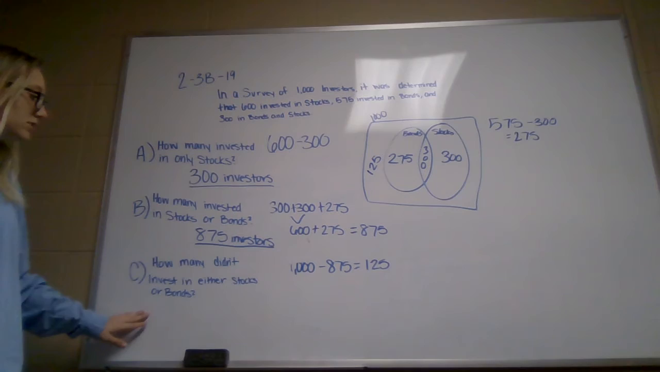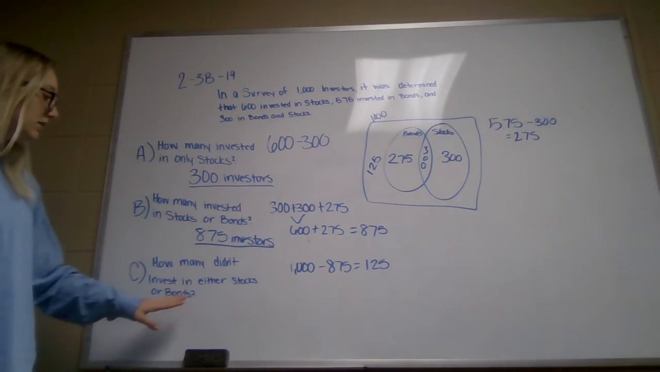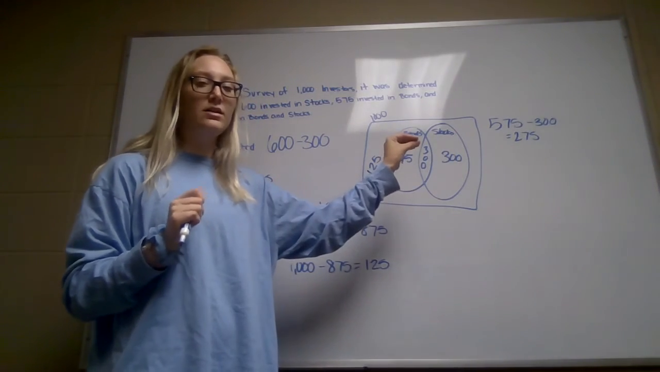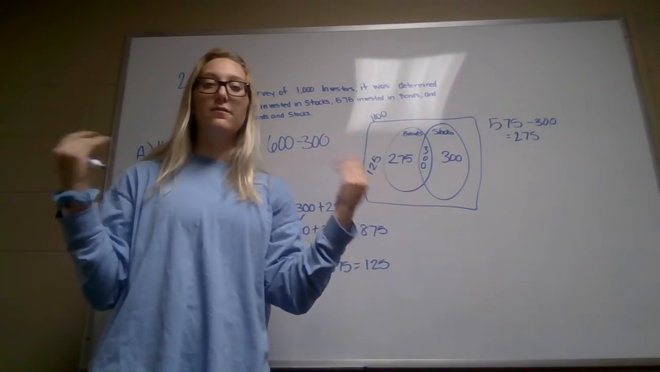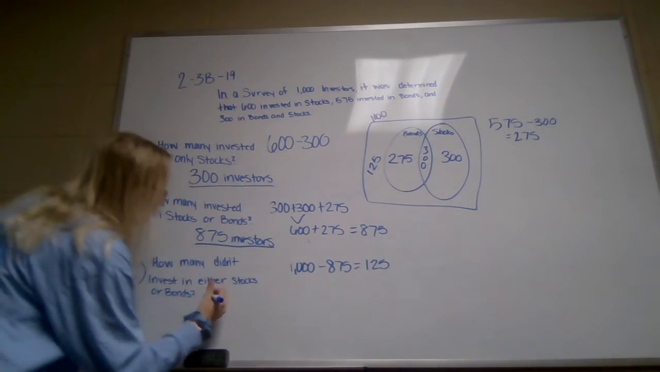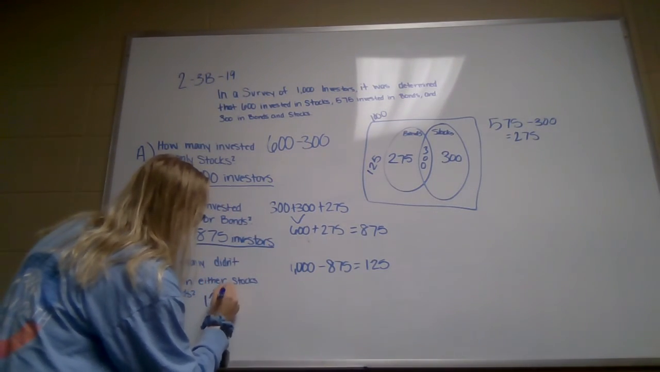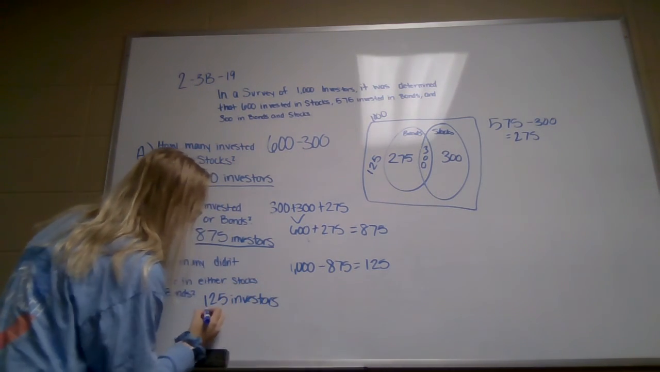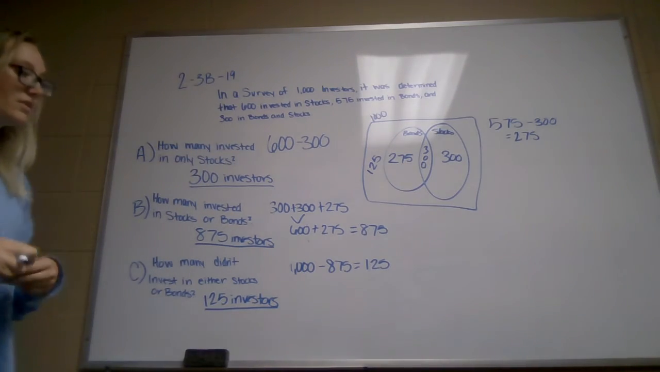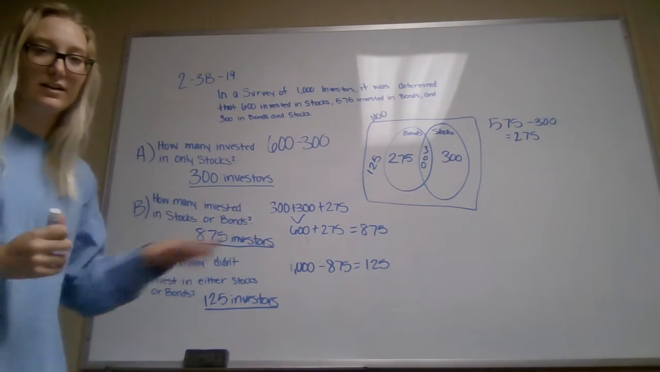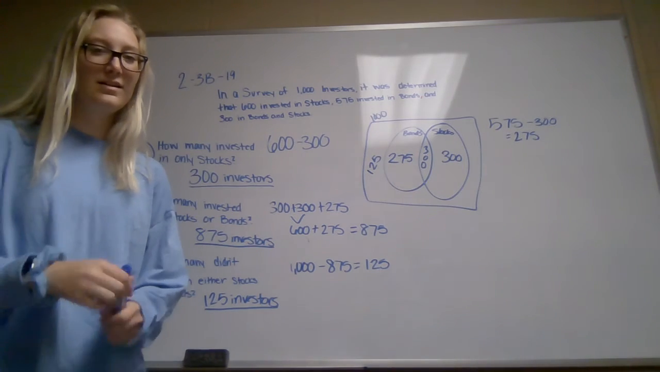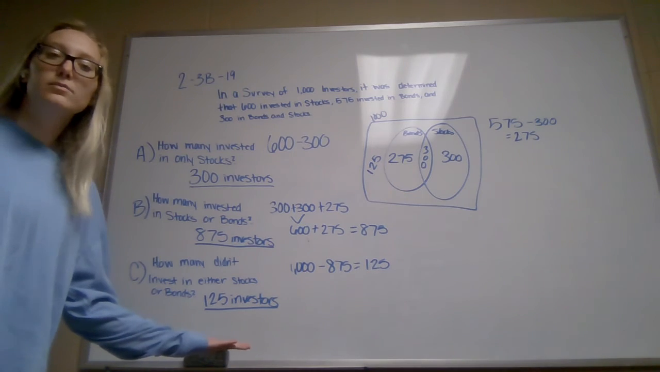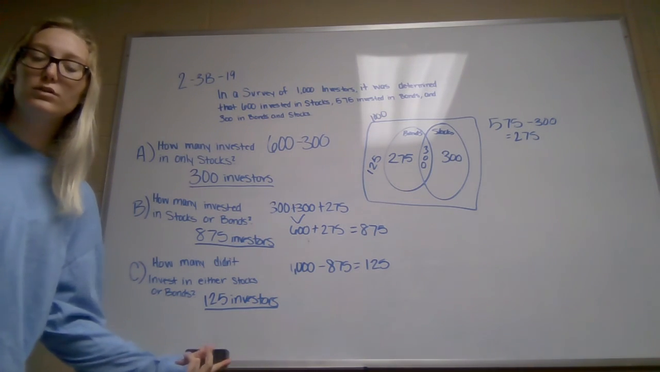So then we go back to our question, how many did not invest in either stocks or bonds? So how many people are not in our circles? It is 125 people. So that is our answer for C. There you go. I would do it in different colors like the answers, but I only have one pen. But here is how you solve problem 19 in chapter 2, section 3B.